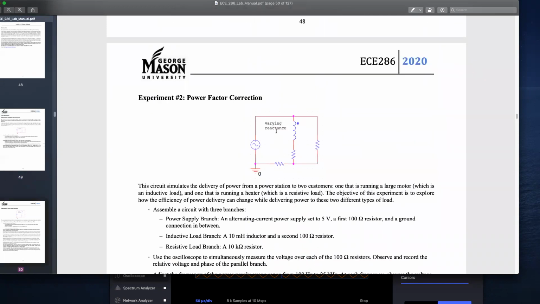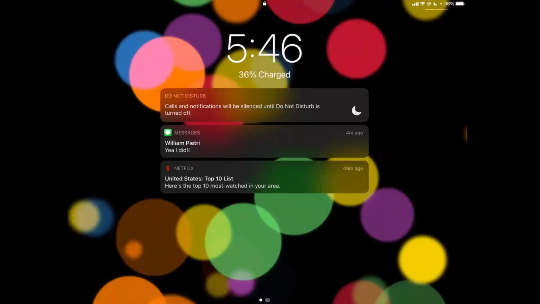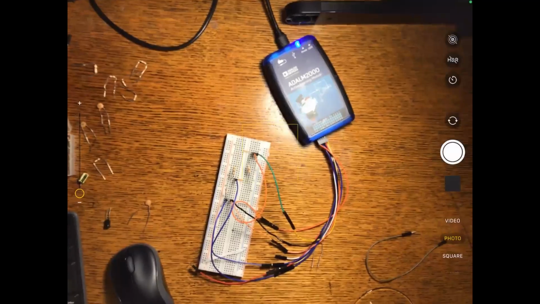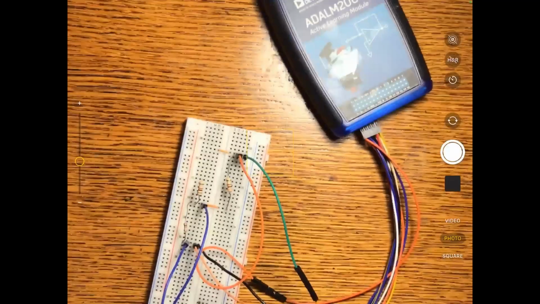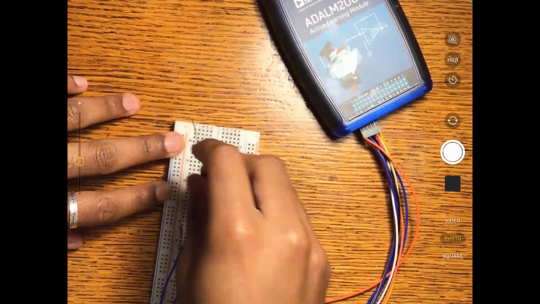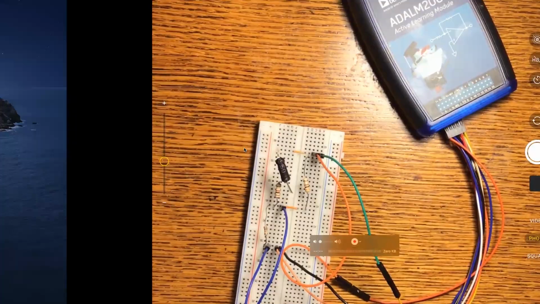For experiment 2, we have an inductor instead of a capacitor. So it's an easy fix. Just take this out, and then I will grab my inductor. Here's my inductor. It looks different. There we go. And now I'll go ahead and connect my inductor right here.